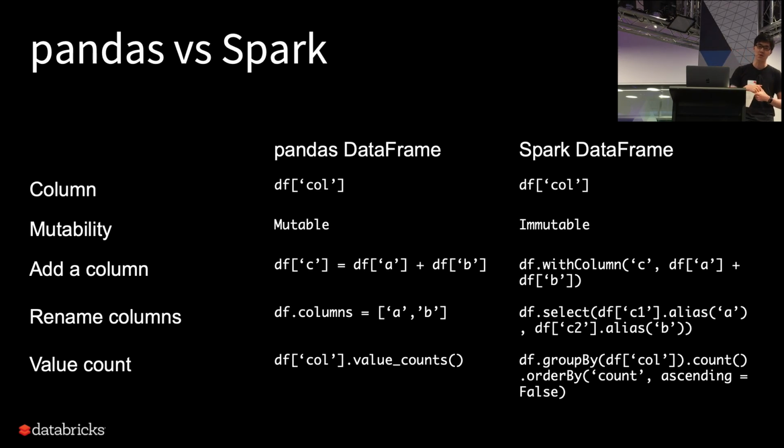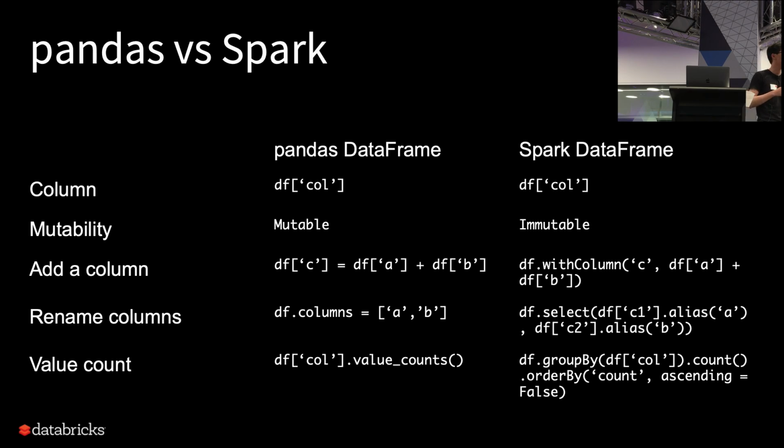I'm just giving you a little bit of a snapshot of what the Pandas DataFrame API looked like and what Spark's DataFrame API looked like. There are a lot of similarities. Pandas, for example, the way you refer to a column in Pandas versus in Spark's Python API is the same. But there are also big differences as well as subtle differences.